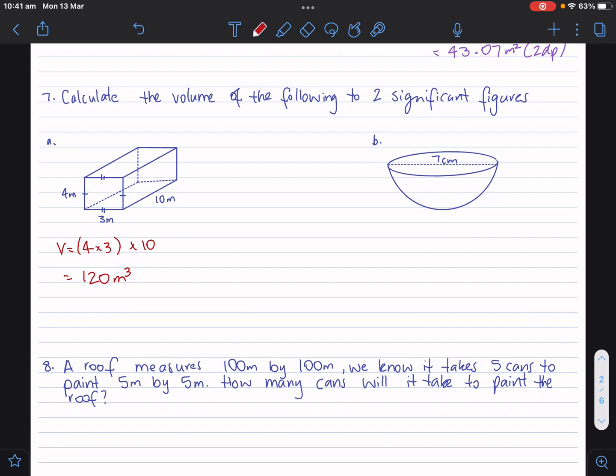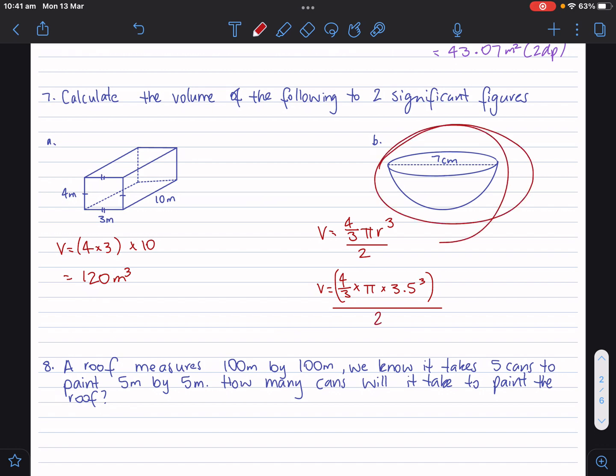Now, the volume of a sphere is given on the formula sheet, 4/3 pi r cubed, and because it is half a sphere, I'm going to divide that by 2. So here I have 4/3, I'm going to put the top in brackets, times pi times 3.5 cubed. That is where kids will go wrong. Make sure you follow the formula. It is cubed all over 2 because it is half a sphere.